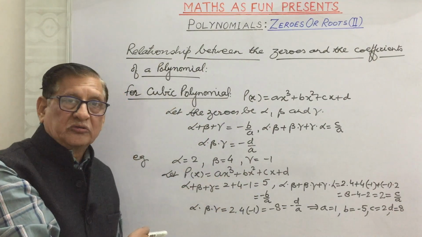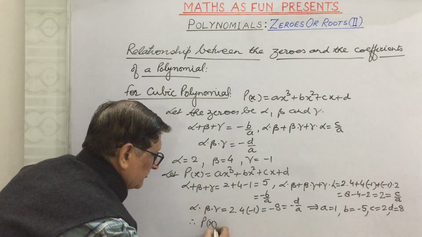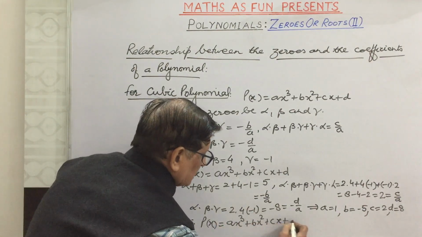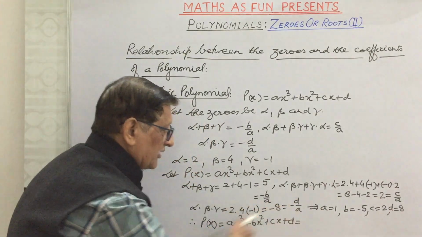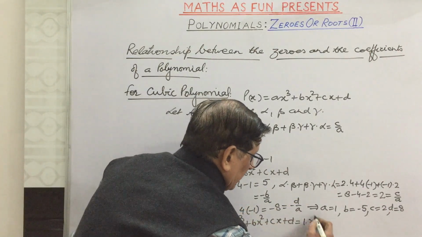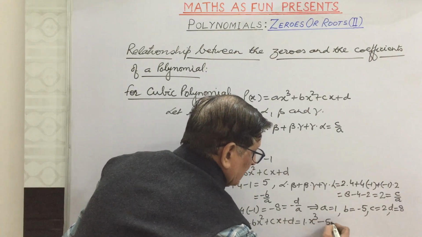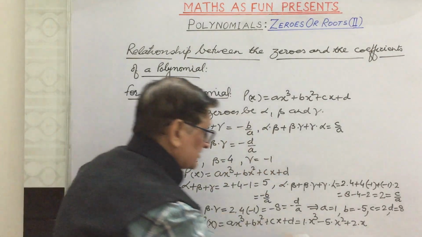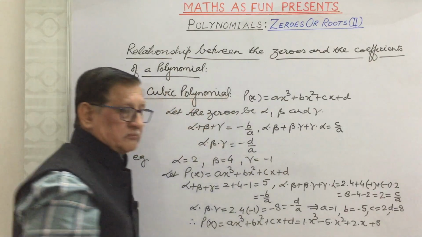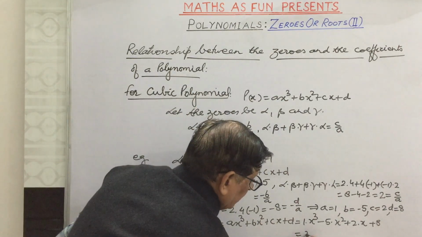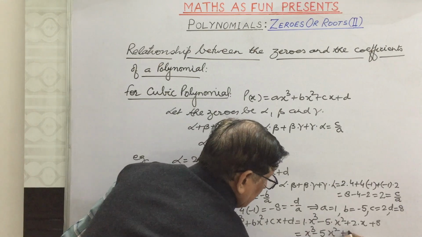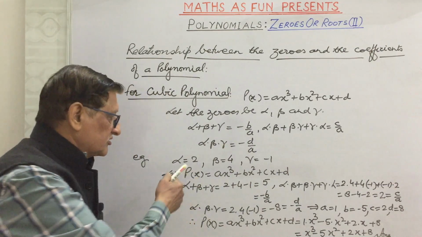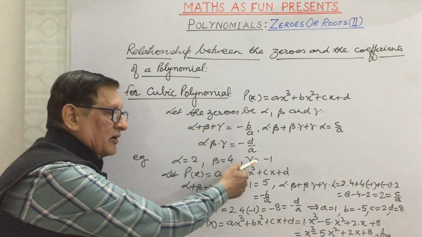After finding these values, we can write therefore the polynomial px is ax cube plus bx square plus cx plus d. Substituting these values, a is 1 into x cube plus b, that is minus 5 into x square, plus c, that is 2 into x, and plus d, that is 8. So we get the answer as x cube minus 5x square plus 2x plus 8, which is the cubic polynomial whose zeros are 2, 4 and minus 1.